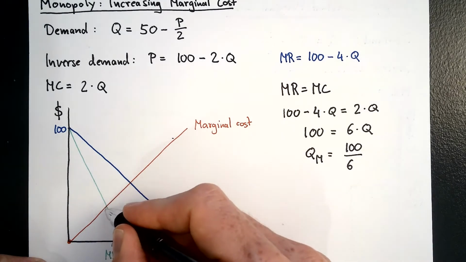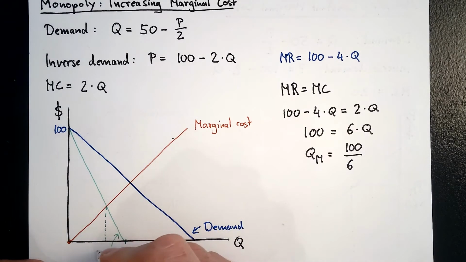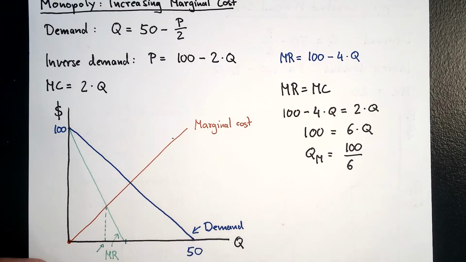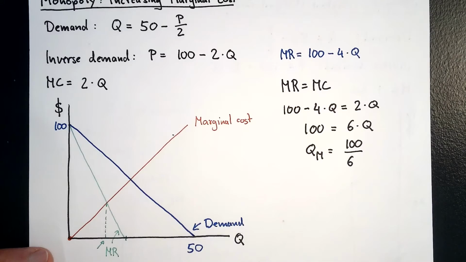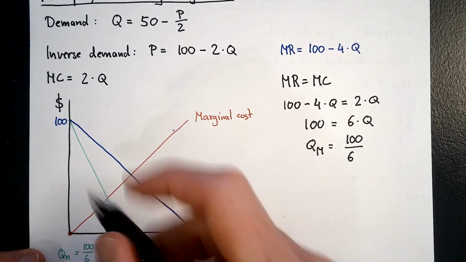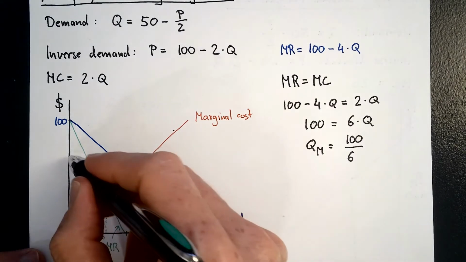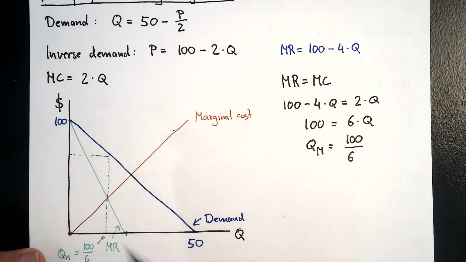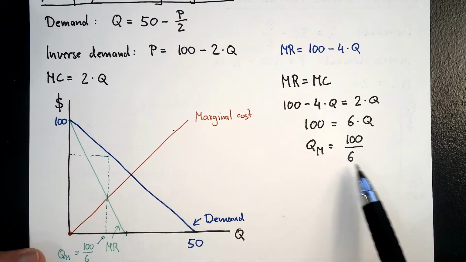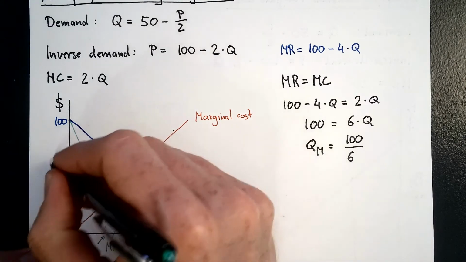So the quantity set by the monopolist here is 100 divided by 6, which is the monopoly quantity. And this gets extended all the way to the demand function. And so we can calculate the monopoly price.